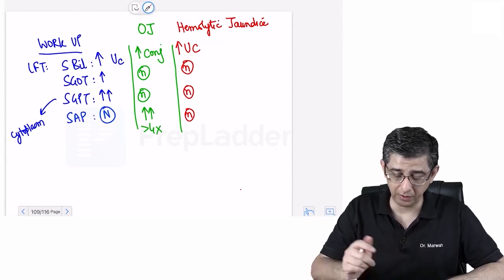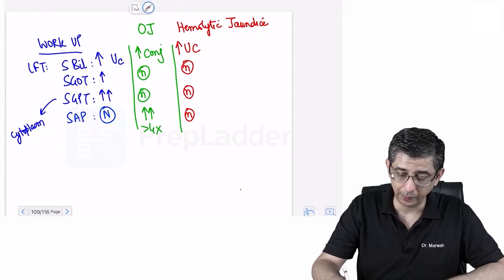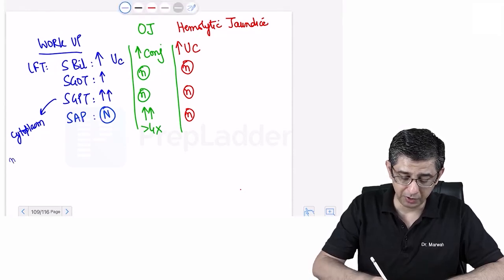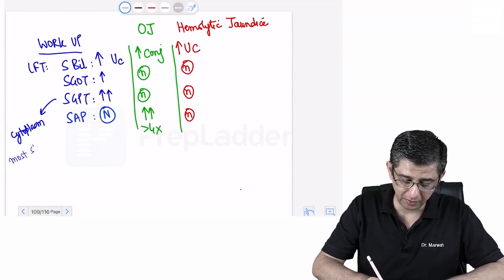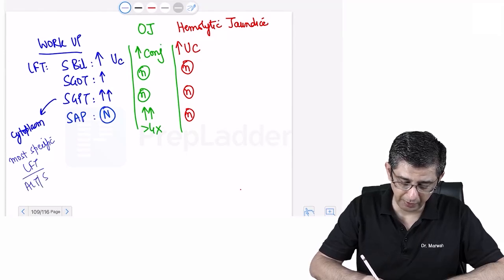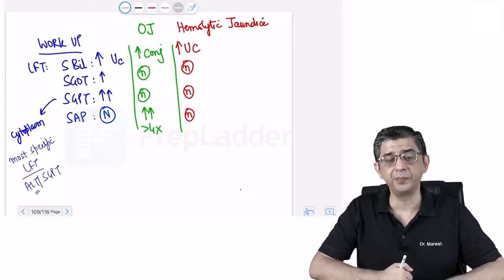is the most specific. In fact, I'll just put that on record also. If the question simply says, what is the most specific liver function test? Then the answer should be given as ALT, the alternative name for SGPT. You can remember the L alphabet coming up in ALT and LFT as well.